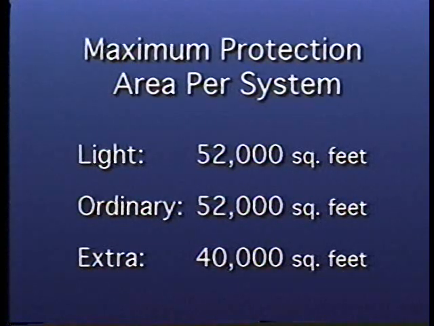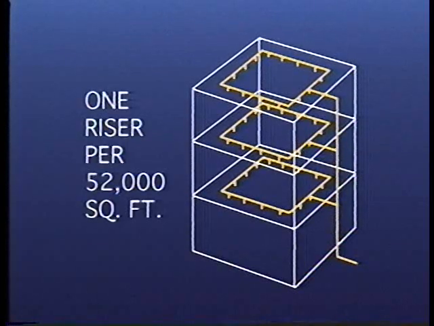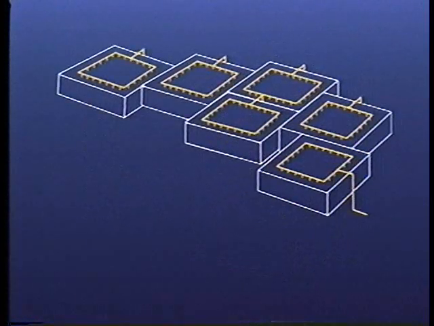The maximum area of 52,000 square feet for a light or ordinary hazard occupancy will generally accommodate a small, typical office building, either high-rise or low-rise. A single riser will be adequate so long as no floor area exceeds 52,000 square feet. A shopping mall, for example, would generally exceed 52,000 square feet on a floor.